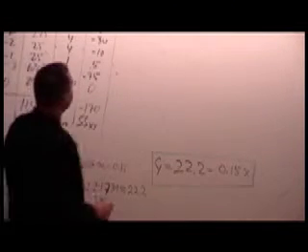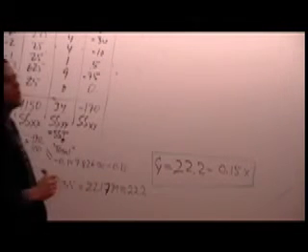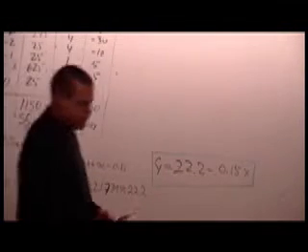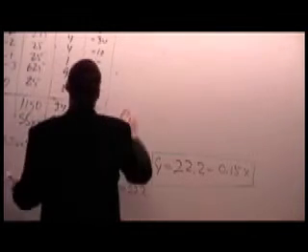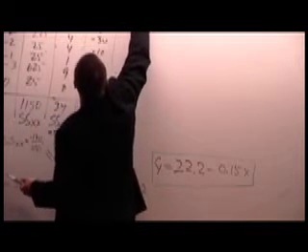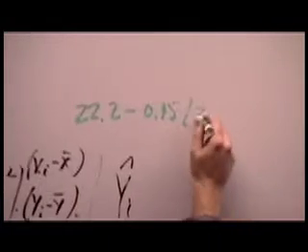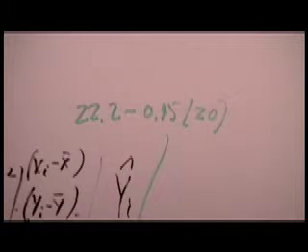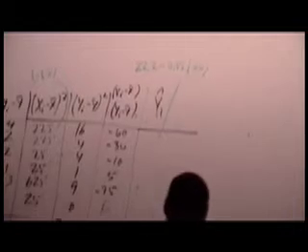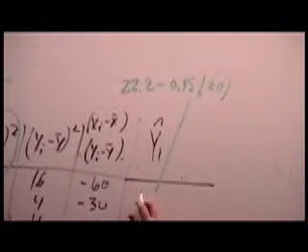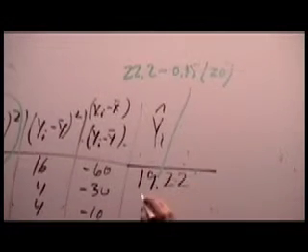Okay. If you have this, can you tell me what y hat should be for the first observation, or how to find it? Plug in xi. Very good. So we would have 22.2 minus 0.15 times 20. And that number is actually 19.21739. I'm going to round off to 19.22.